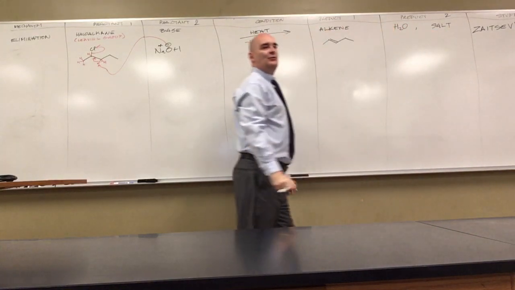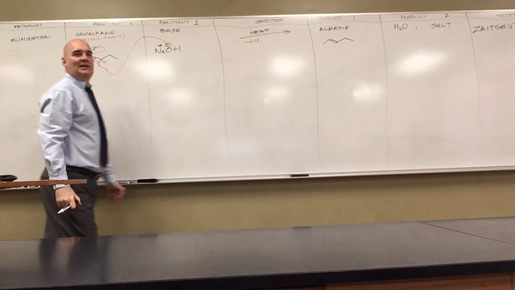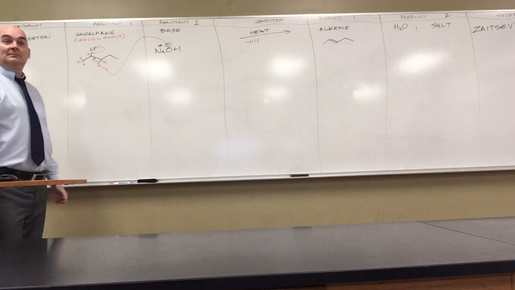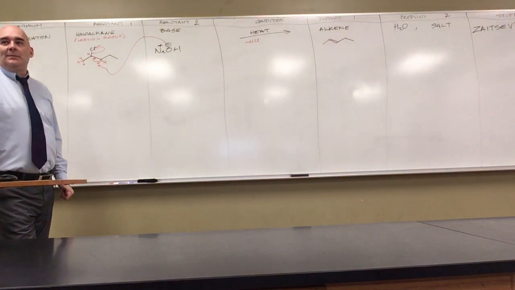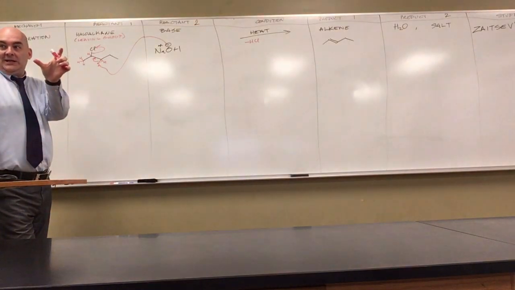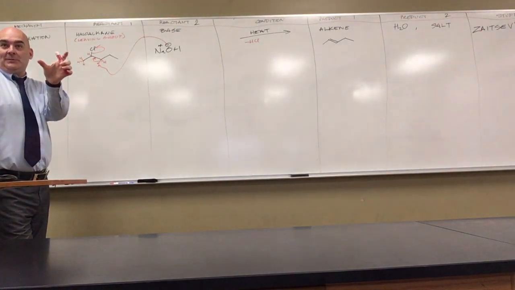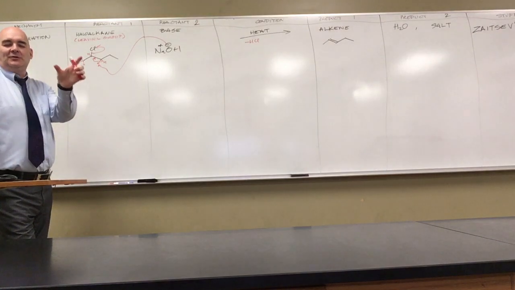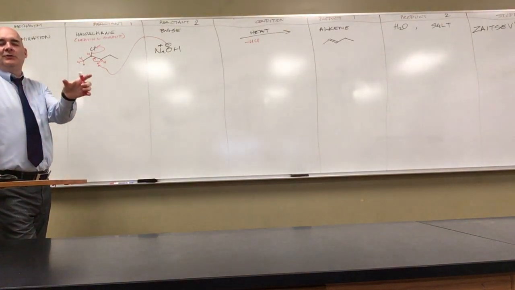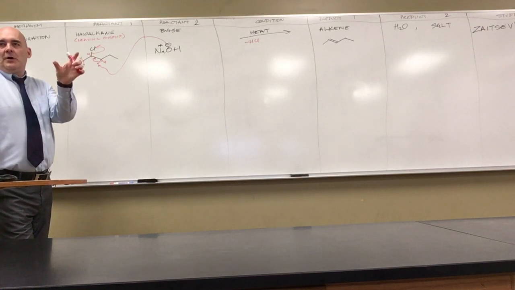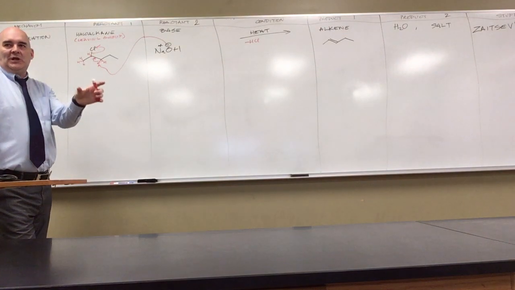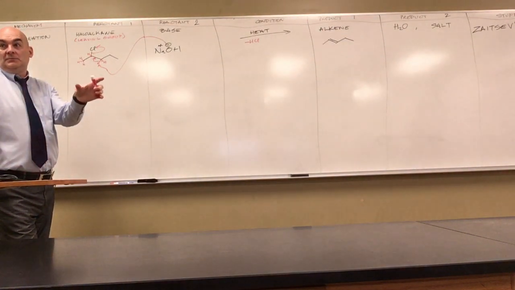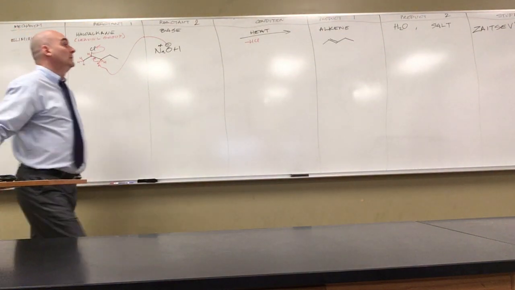Because of Zaitsev's rule, and Zaitsev's rule in a sentence says, in an elimination, give me that phrase, the clause at the beginning that says this is the type of reaction that Zaitsev's rule is in operation for. In an elimination, the most substituted alkene is the most stable product. Probably made more often.